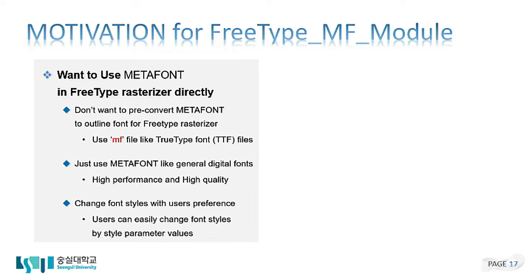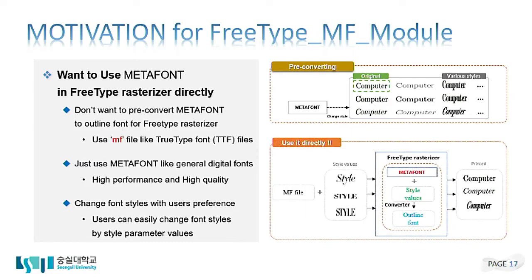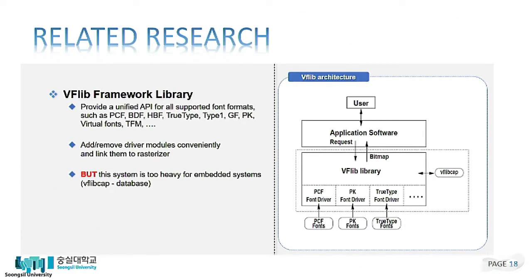Okay, use MF files like TTF files. Just use Metafont like a general digital font, because we have high performance and high quality. We want to generate it, and then change the font styles with user preference. Users can easily change font styles just by changing the parameter values. So one Metafont file, with style parameters, can generate it directly. Okay, so that is it.